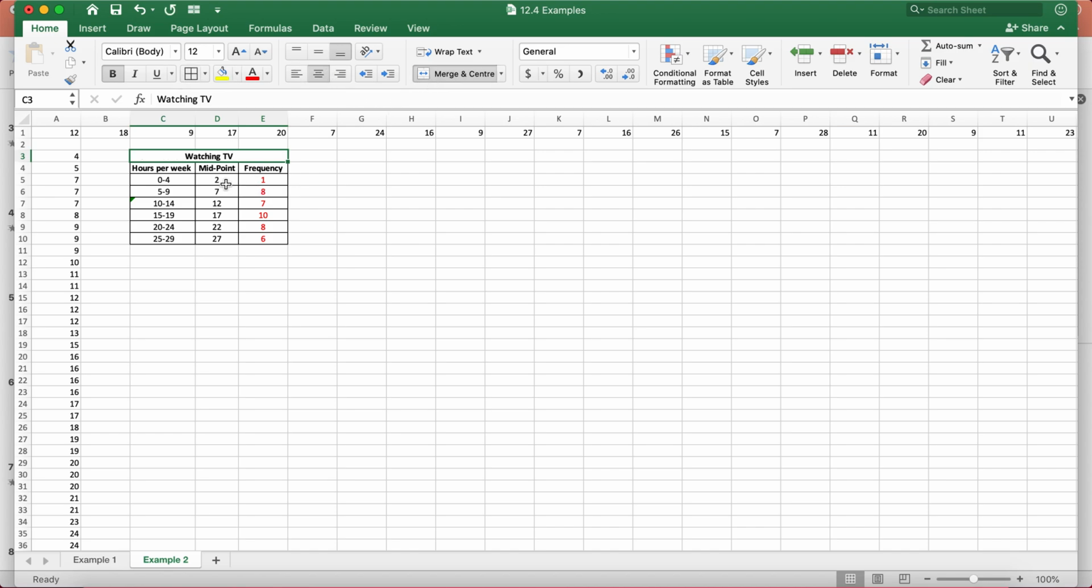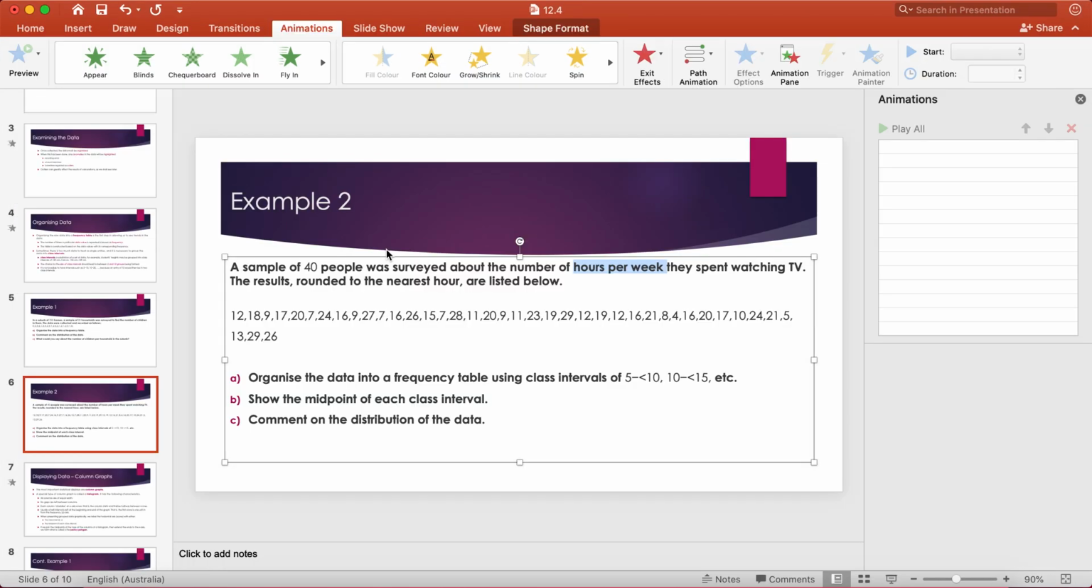Perfect. So what is the frequency? We can see that it peaks here. So most people watch 15 to 19 hours per week, and we can see that very few people watch less than 5 hours, and fewer people also watch more than 24 hours. Good. Fantastic. We'll continue in the next video.